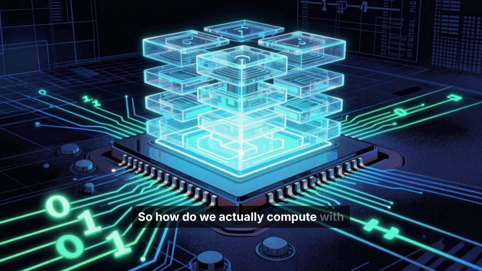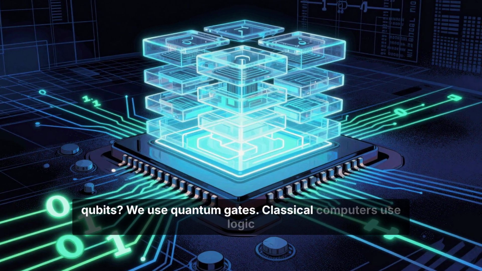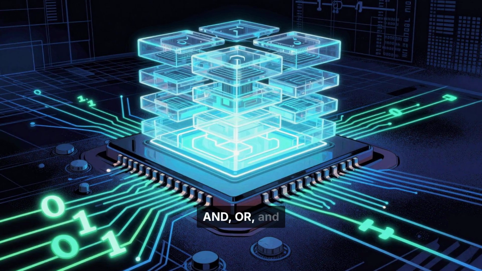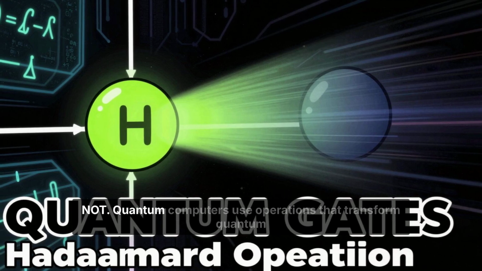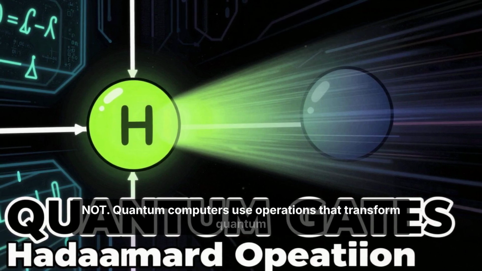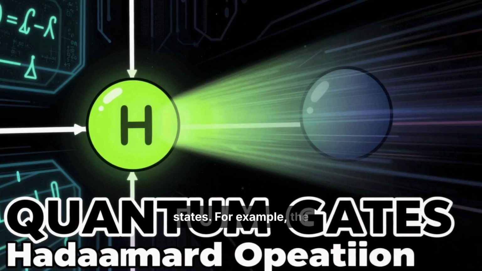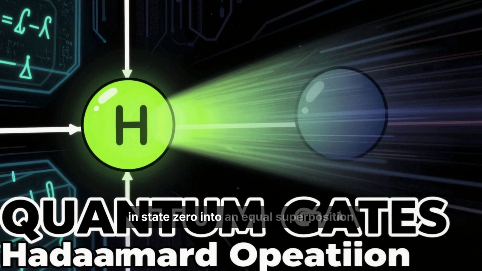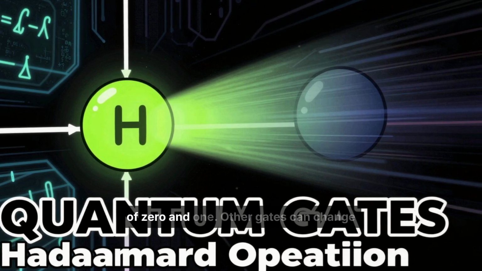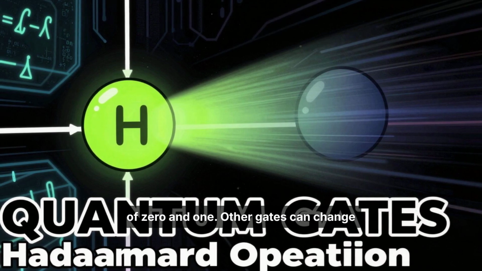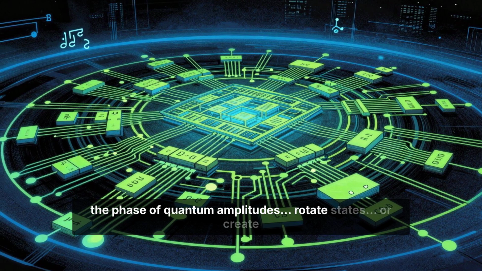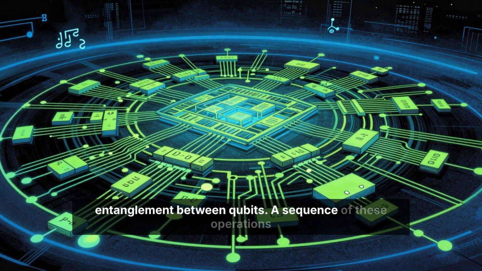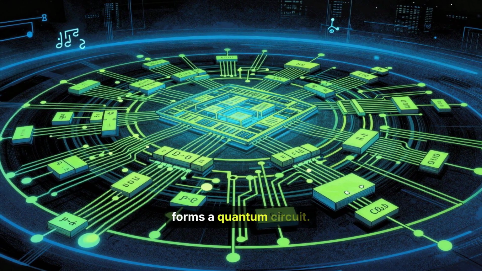So how do we actually compute with qubits? We use quantum gates. Classical computers use logic gates such as AND, OR, and NOT. Quantum computers use operations that transform quantum states. For example, the Hadamard gate can transform a qubit initially in state 0 into an equal superposition of 0 and 1. Other gates can change the phase of quantum amplitudes, rotate states, or create entanglement between qubits. A sequence of these operations forms a quantum circuit.